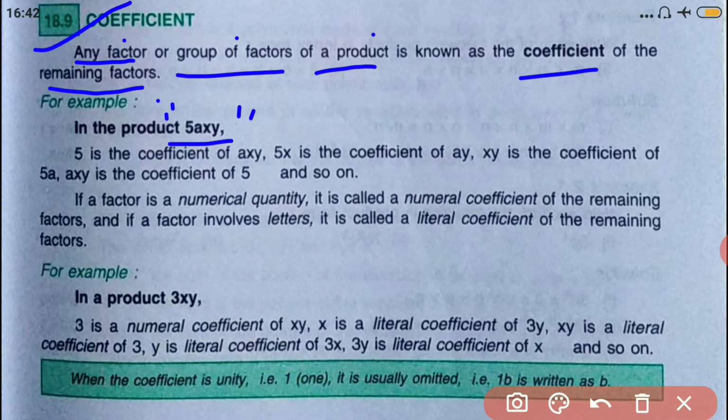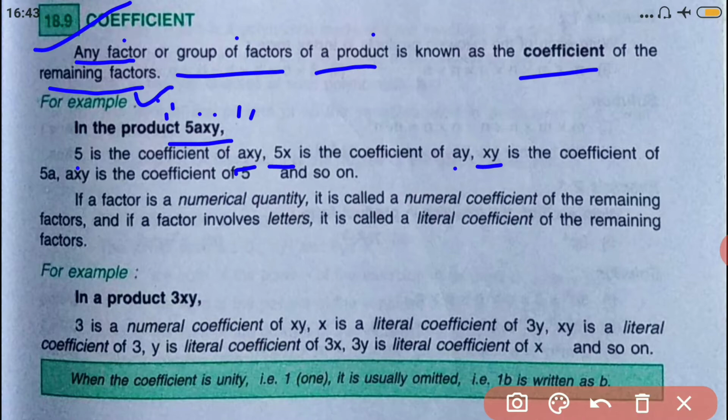Now, what is the coefficient? Let us try to understand with the help of this example. Suppose I choose 5. So 5 is the coefficient of the remaining factors, axy. So 5 becomes the coefficient of axy, right? Suppose I choose 5x. If I'm choosing 5x, what are the remaining terms here? a and y. So 5x becomes the coefficient of ay, right?